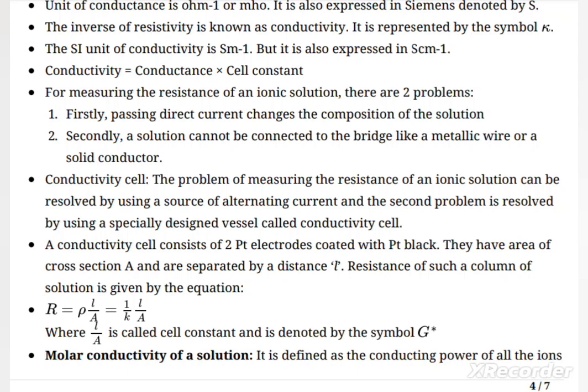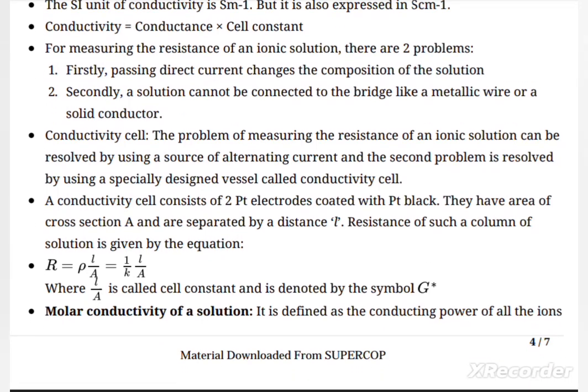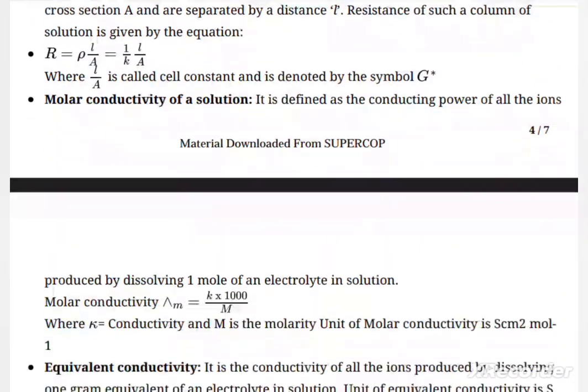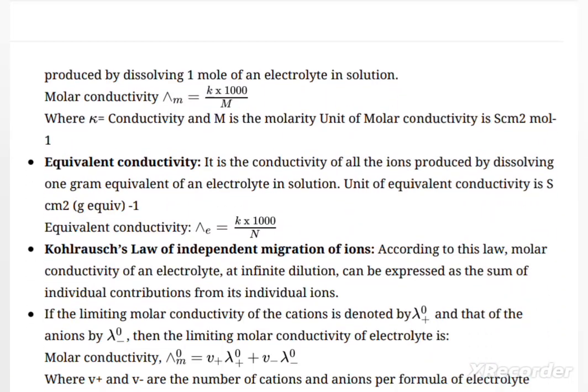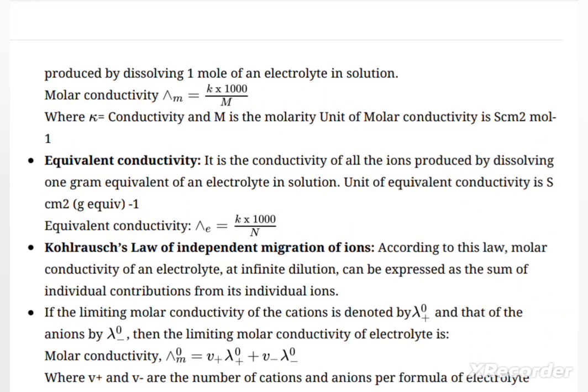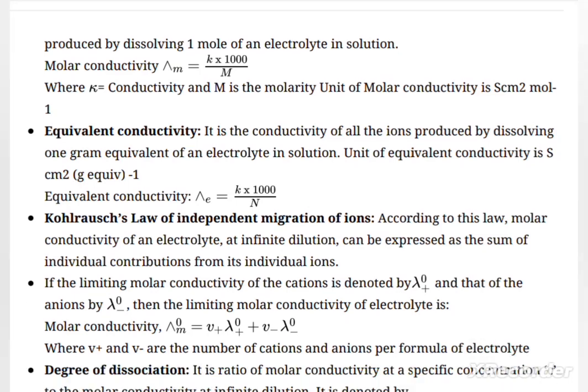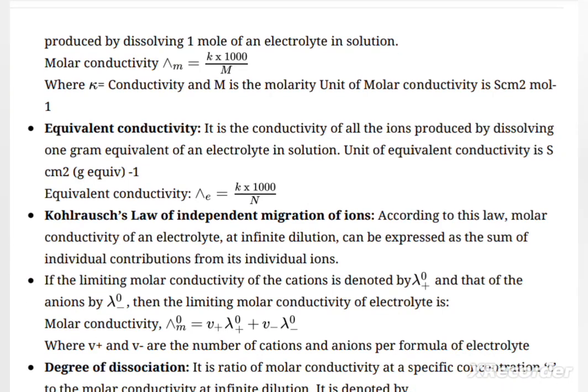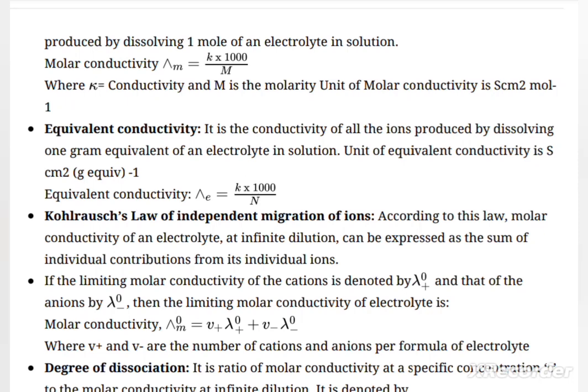Molar conductivity of a solution. What is meant by molar conductivity of a solution? It is defined as the conducting power of all the ions produced by dissolving 1 mole of electrolyte in solution. Molar conductivity Λm equals K into 1000 by M, where K is conductivity and M is the molarity. The unit of molar conductivity is Siemens cm² mol⁻¹.